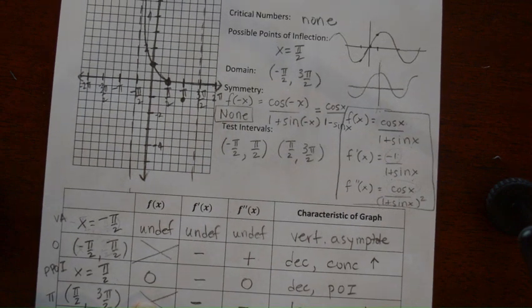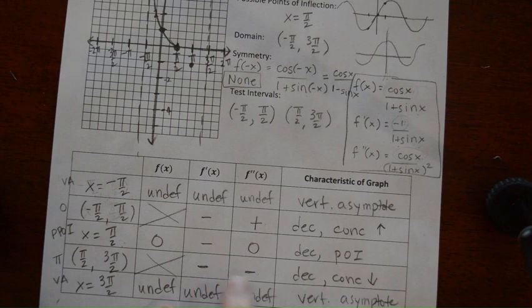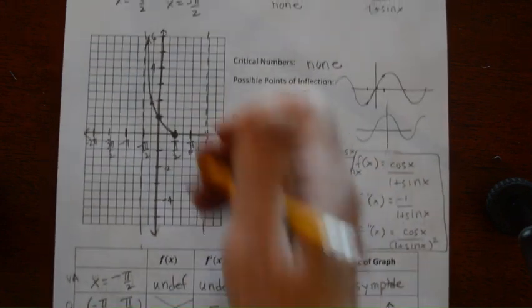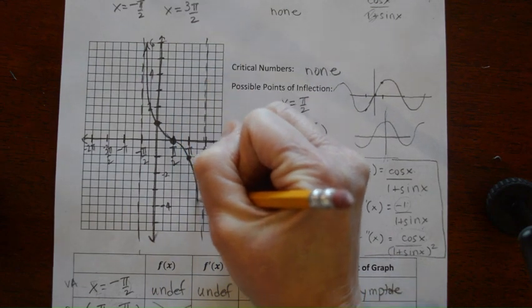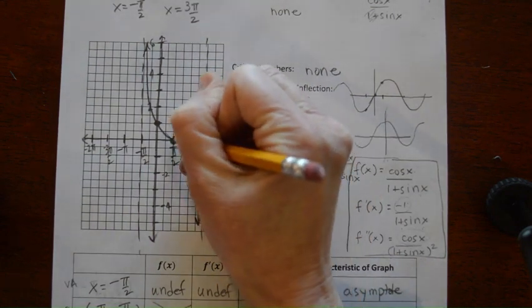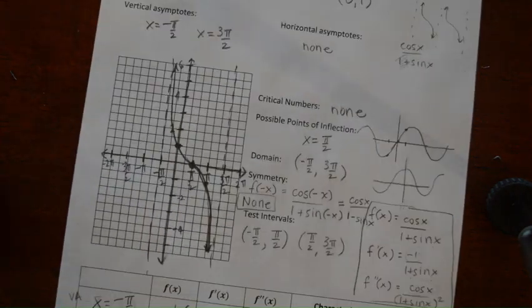At pi over 2, it's a point of inflection. All right, and so it's going to switch to decreasing. Well, it is decreasing still, but it's going to switch concavity. And so now as we get into this region right here, we know it's going to switch to still decreasing, but now concave down. And so we're just going to turn it so now that it's concave down instead of concave up. All right, so again, very cotangent-y.